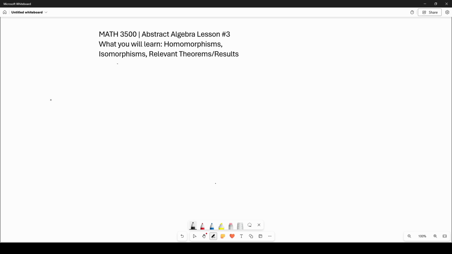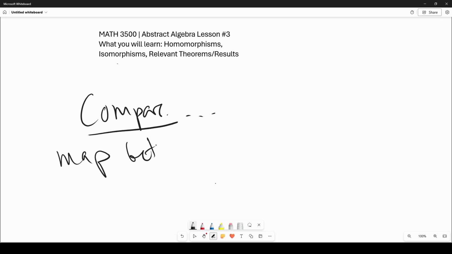And so usually in math, to compare two mathematical objects, you create a map between them. And you see what properties it has, or if there's a certain kind of map. If you remember maybe from analysis or set theory, there might be a bijective function or a continuous function, and that tells you something about how one space relates to the other.